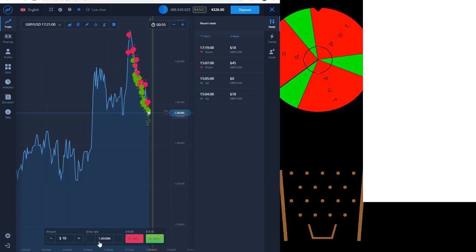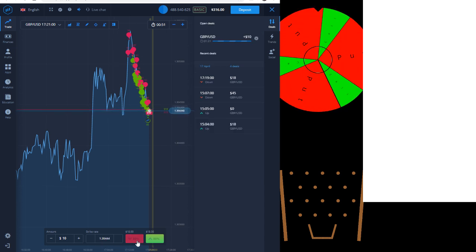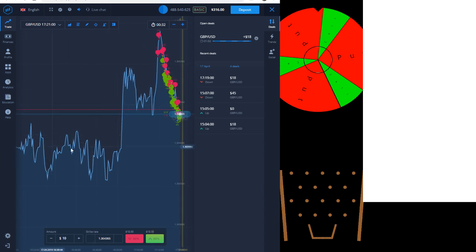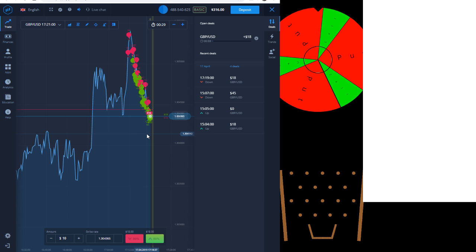I know it's going to be put, because the way I've set up this spinner, as you can see, the red ones are bigger areas and the green ones are smaller areas, because as per my experience, there are more downward trends than upward trends. You can see the spikes are very short and the downward trends are longer. I could be wrong, but that's what I found out, and I'm going to stick with it unless the line is going higher. I'm not going to hit put.